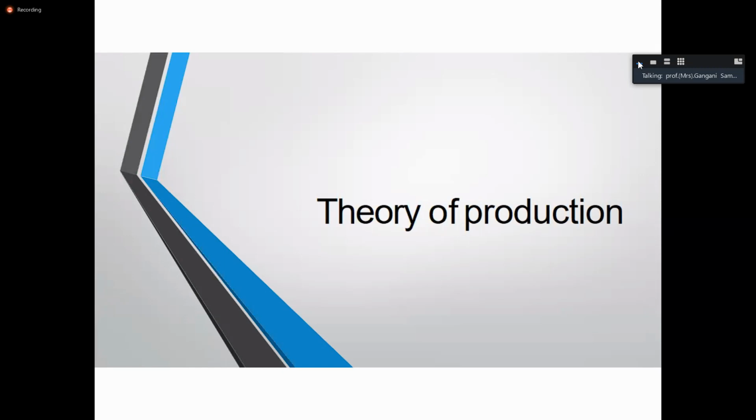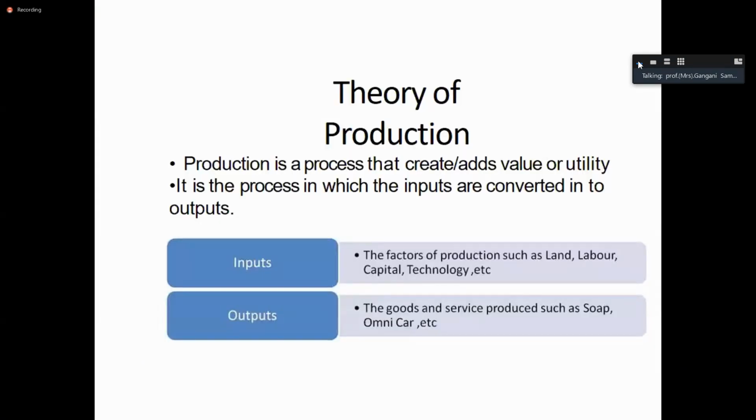theory of production. What is production? Okay. So production is a process. First of all, you need to remember it's a process that creates or adds value or utility. Now you know the meaning of utility. Utility means simply satisfaction. Another thing, it's just a process. Especially you need to remember the word process. It's a process in which the inputs are converted into outputs.